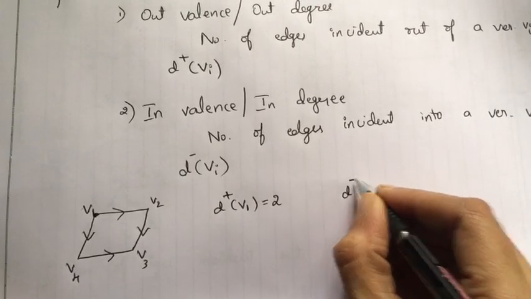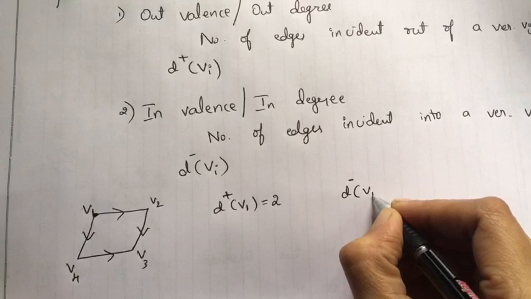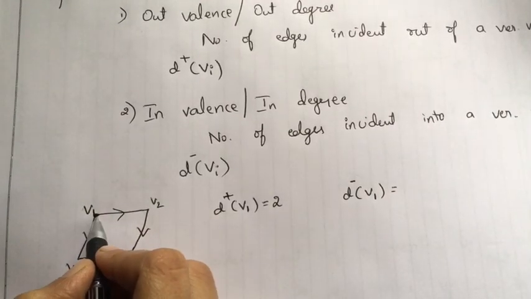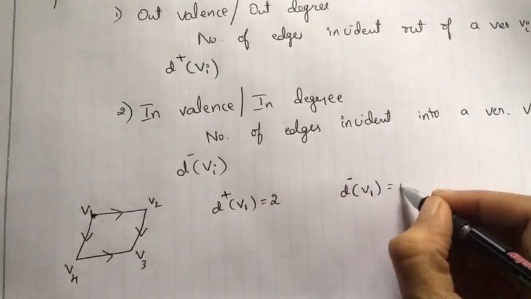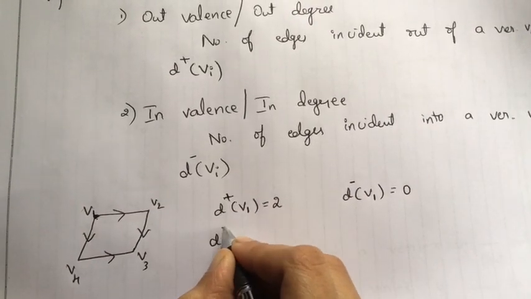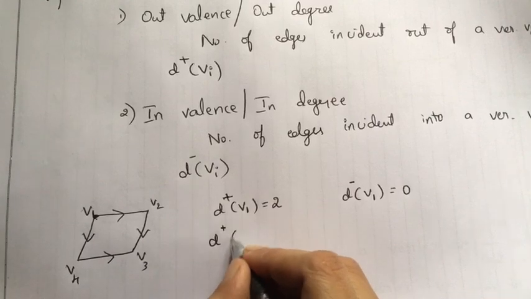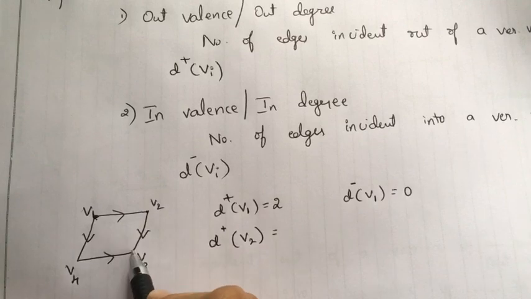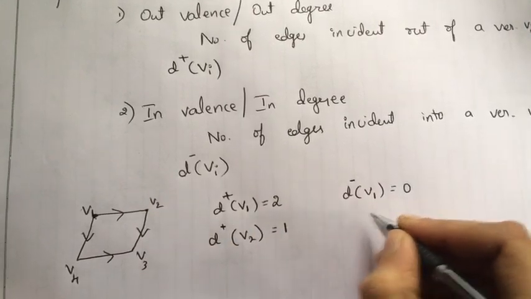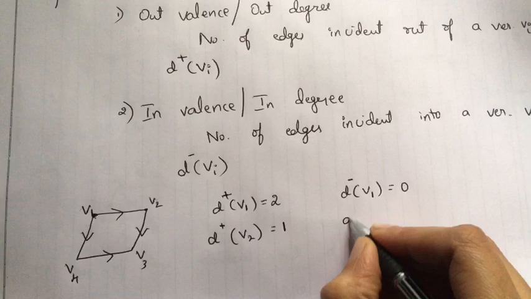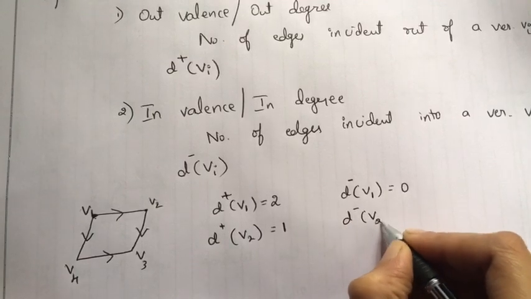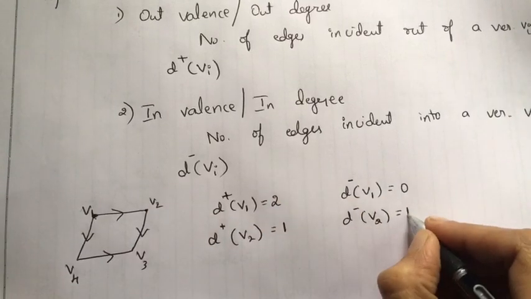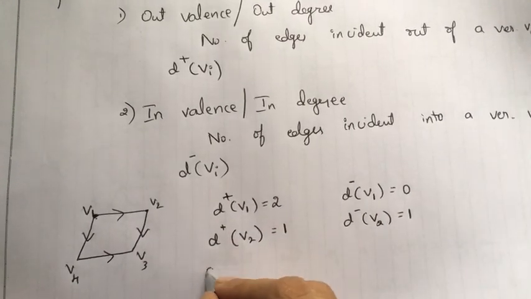And in degree is negative. How many edges are incident into that particular vertex? Here there are no such edges, so it's 0. And d plus of V2, there is only one edge which is coming out of V2, so out degree is 1, and in degree, there is only one edge which is coming to V2, therefore the in degree is also 1.